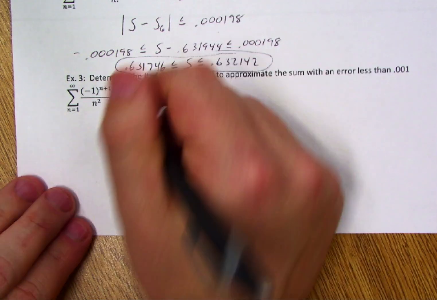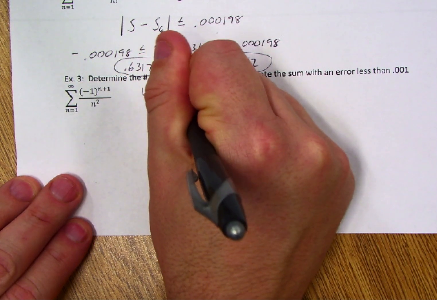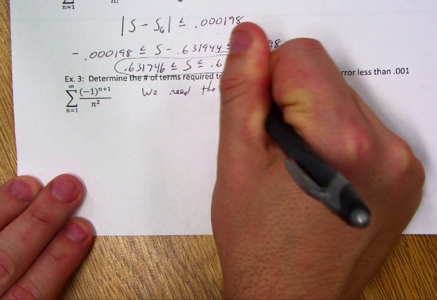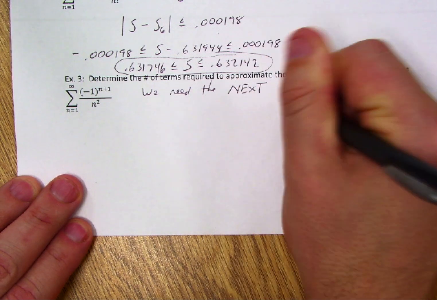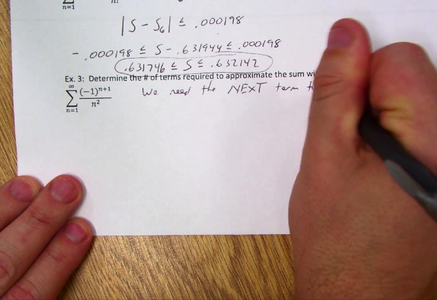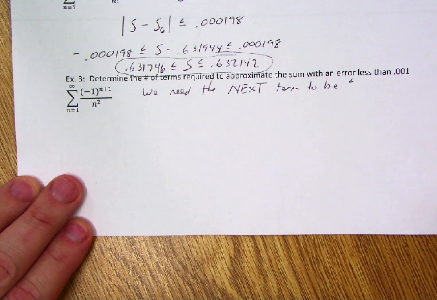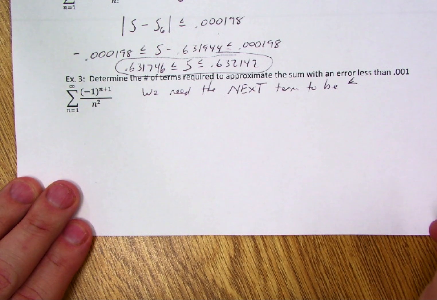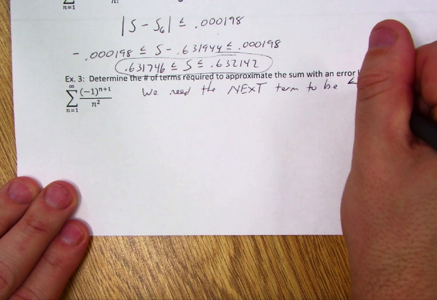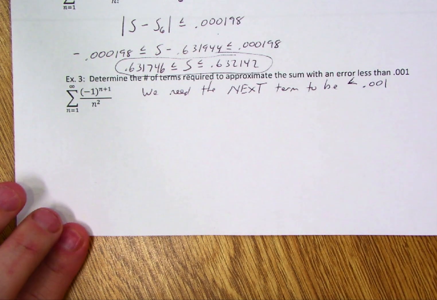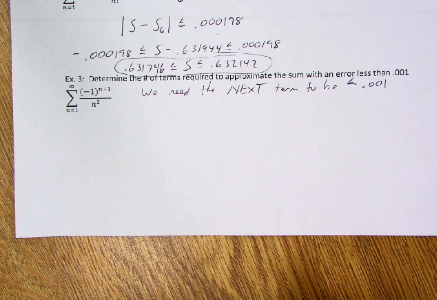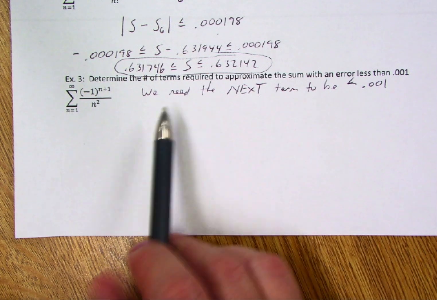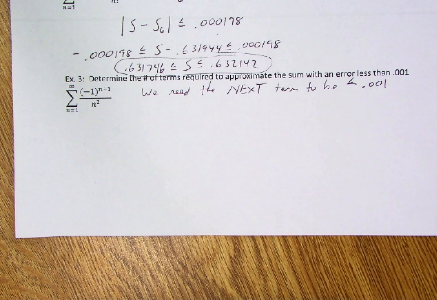What this means is we need the next term to be less than, what says less than? So I should do less than. In my note key, I did less than or equal to. I wonder why. Less than 0.001. We need the next term. When I say the next term, that's like the n plus first term. I want the absolute value to be less than 0.001.